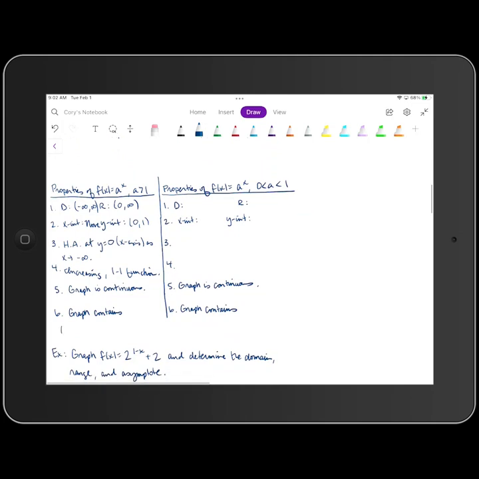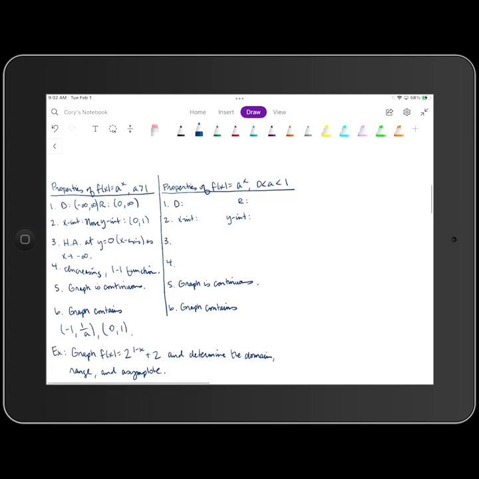So when I input -1, a to the -1 power gives me an output of 1 over a. When I input 0 into the function, a to the 0 power gives me an output of 1. And when we input 1 into the function, a to the first power gives me an output of a.